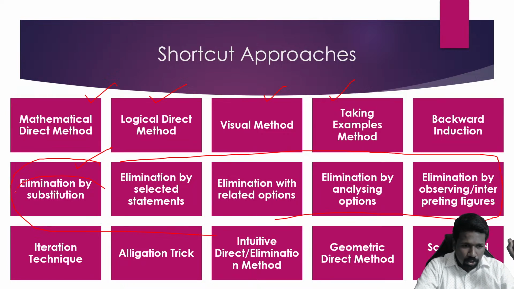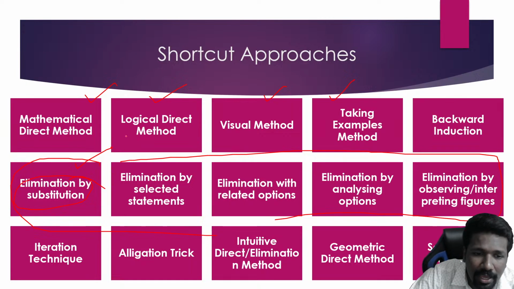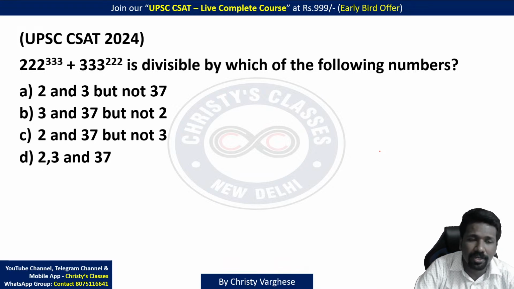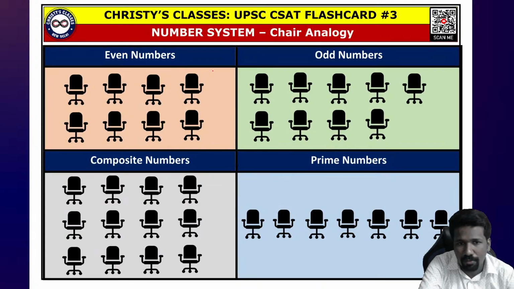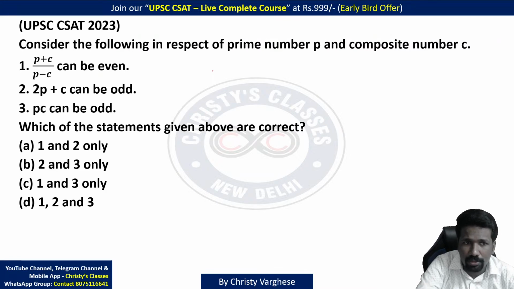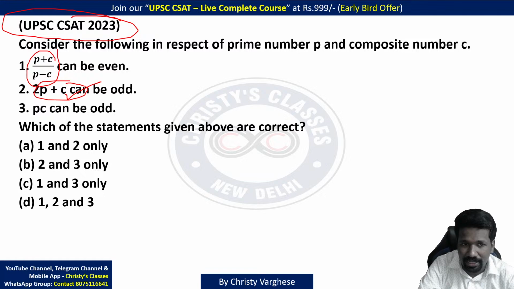Elimination by substitution is very common, but for many questions it is very time consuming. That is why elimination by selected statement or related options is very important. For example, here I was eliminating options by analyzing the option rather than substituting the option into the question. This question's solution we already discussed in the previous lecture, using the chair analogy idea and also the even number odd number idea. And I told you this even number odd number idea is not restricted to this question only. Many questions needed this concept.